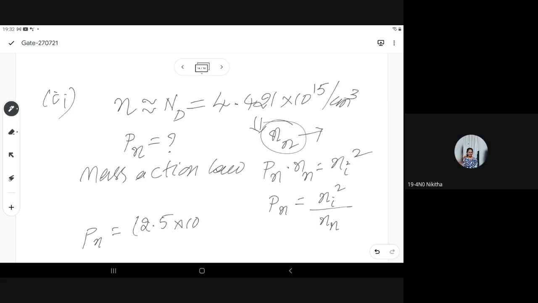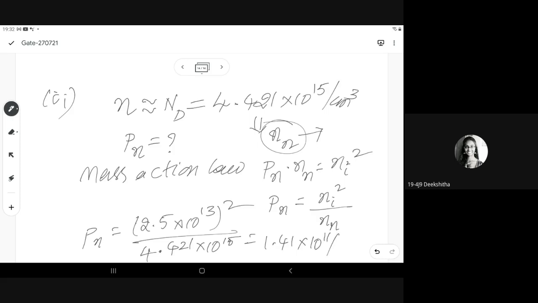2.5 into 10 power 13, whole square, divided by n suffix n. The n suffix n is 4.421 into 10 power 15. So what is 2.5 square divided by 4.421? What is the value you are getting? 1.41 into 10 power 11, sir.